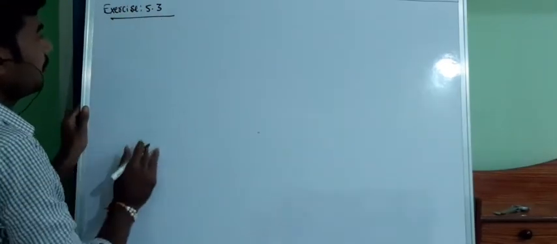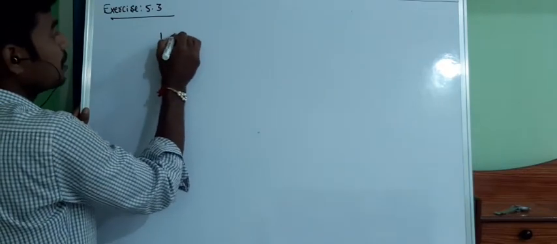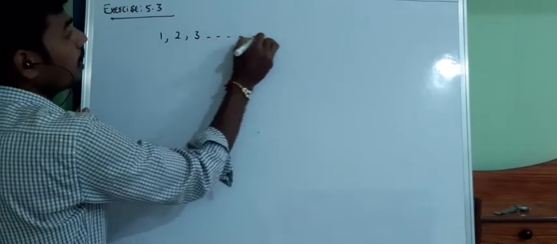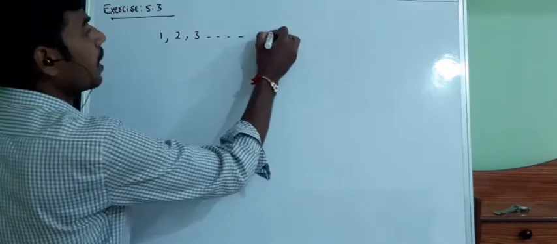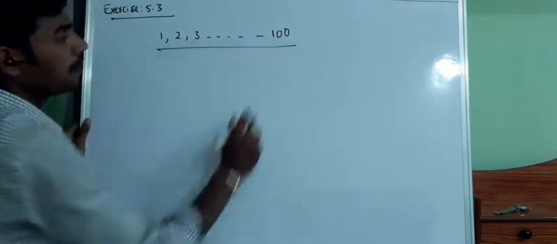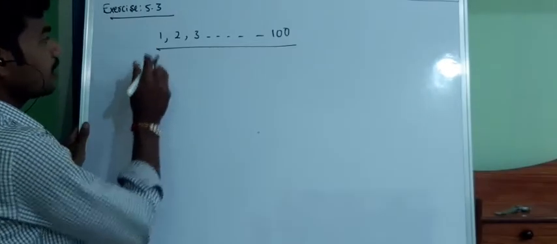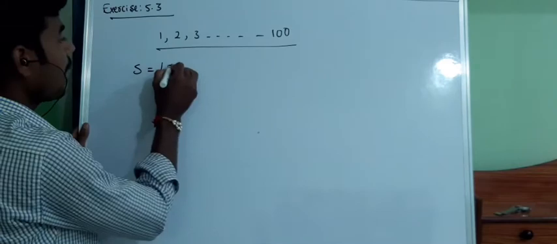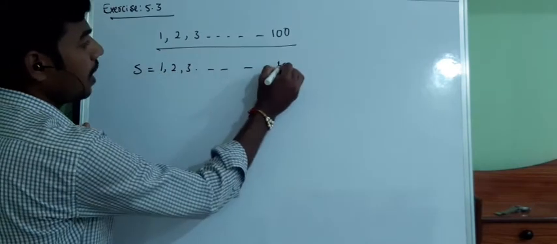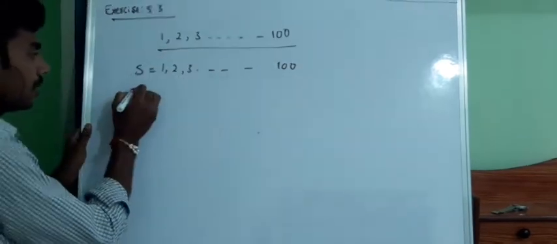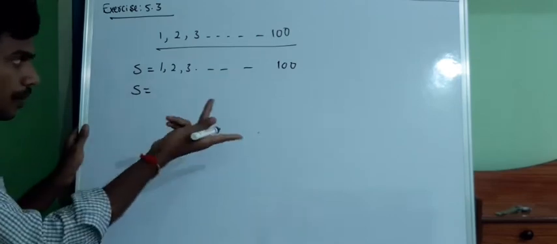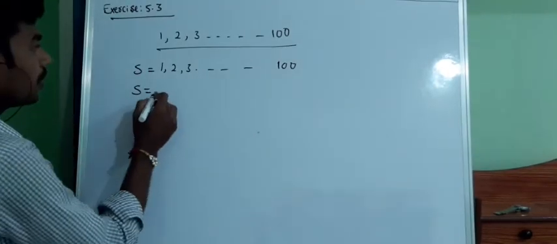What is that question? If I ask you to find the sum of the numbers from 1 to 100, what are you going to do? I'll call this series S, and I am going to write 1, 2, 3 and up till 100. In the second series, I am going to reverse it. So how am I going to reverse it?